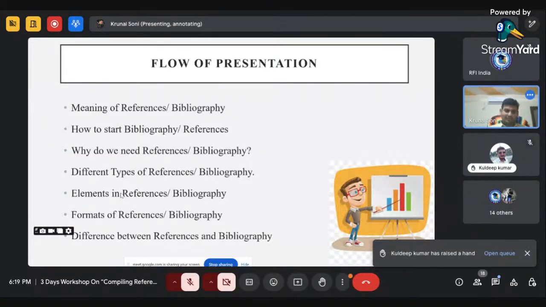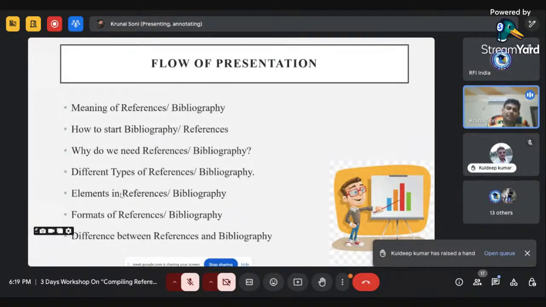Any answers? Basically, we talk about referencing and bibliography compilation because they are going to be one of the important aspects in proving your research to be ethically correct, right? That is where it is going to play a significant role. Then that is where we have to discuss.